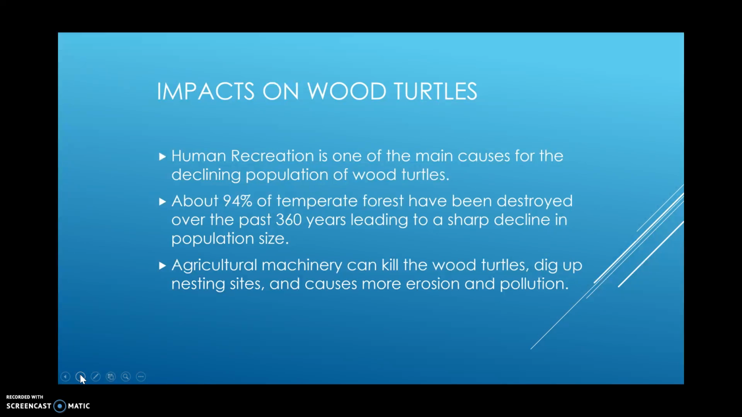Agricultural machinery can also kill wood turtles. There have been reports that they've sometimes been split in half by mowing. Their nesting sites get dug up, and agricultural machinery also causes more erosion and pollution. And sometimes erosion gets so bad that the soil will actually collapse onto the turtles in the rivers.